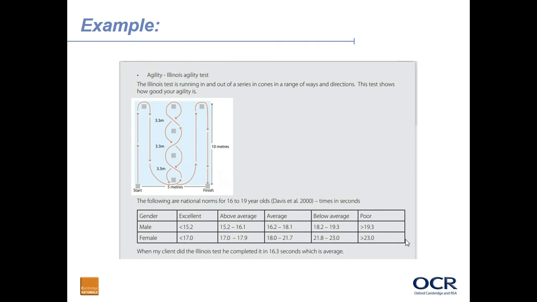There's one for the Illinois agility test, and you've got a diagram provided as well. Diagrams are fantastic because if you can have diagrammatic information, it helps visualize what the test looks like, what you've got to do, which is great. Now you can see here that all the normative data is referenced. So in brackets, it's Davis et al. 2000. So whenever you get this, if you've got it from BrainMac will often reference where they got it from as well. Just make sure you do that so we know you're not copying the information.